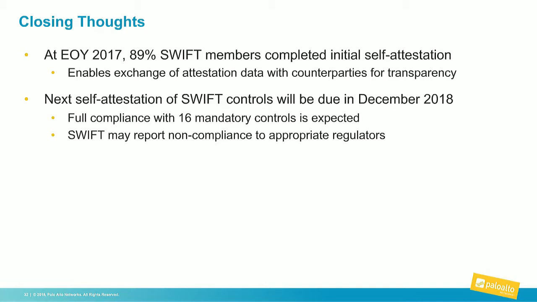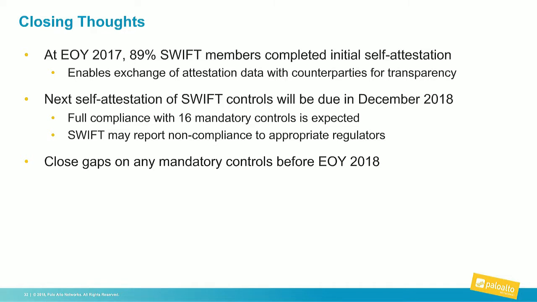Now, the next self-attestation will be due at the end of this year, and the expectation then is that all SWIFT members will be in compliance with those 16 mandatory controls. Now, again, as indicated, SWIFT may choose to report noncompliance to appropriate regulators. So certainly that's the stick they can carry. So certainly the incentive is to close any gaps that you may have with the mandatory controls before the end of this year.